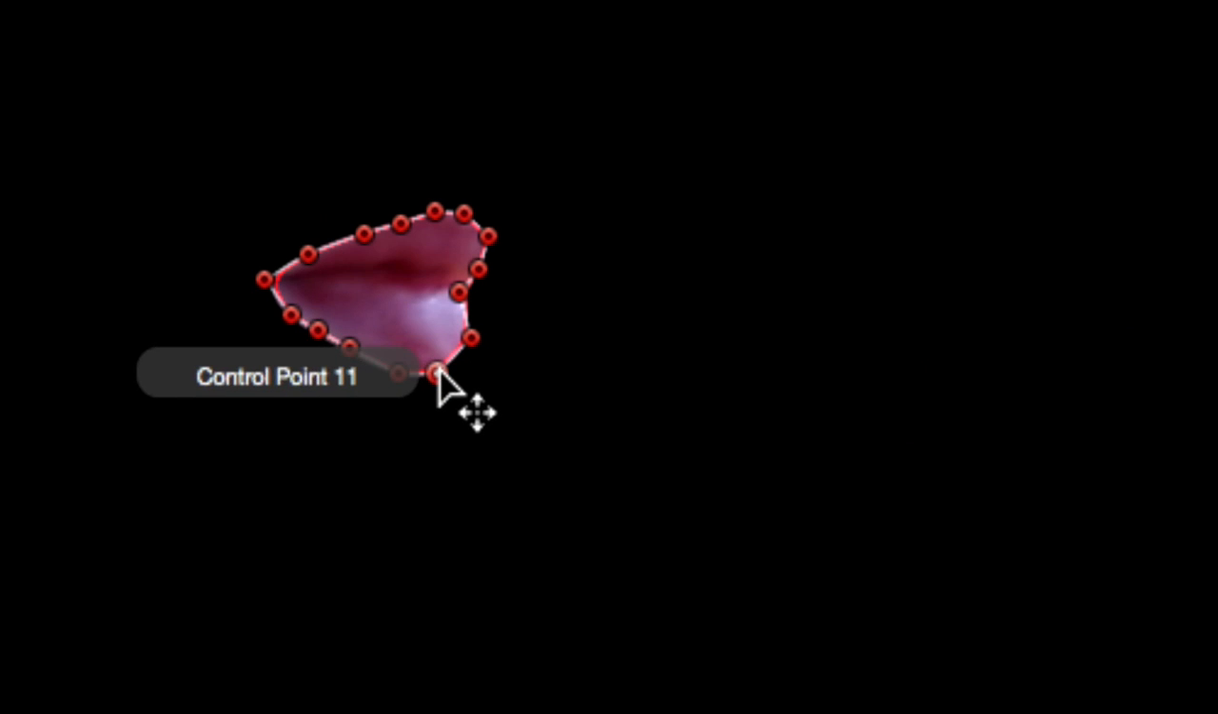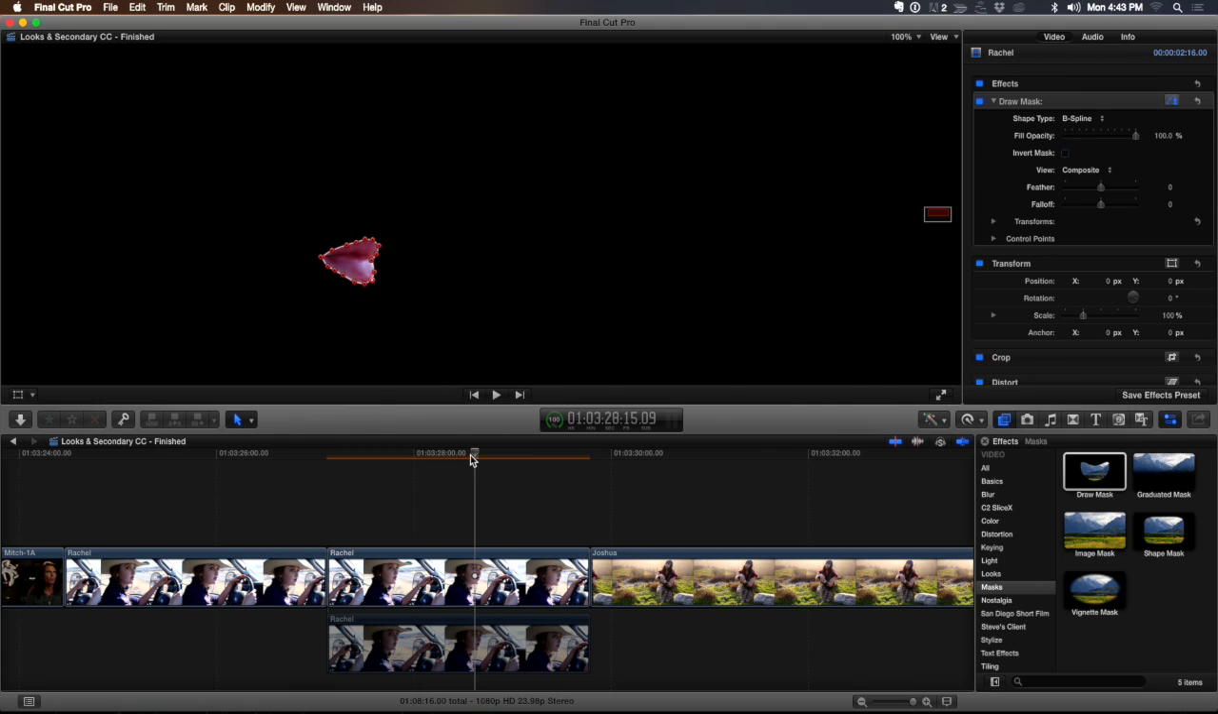That's important to understand about B-splines, that they're organic, and every control point you add is a curve. And so it gives you more control when you're shaping masks like this. And at any point, you could add additional mask points by just double-clicking. There you go, you got another mask point.